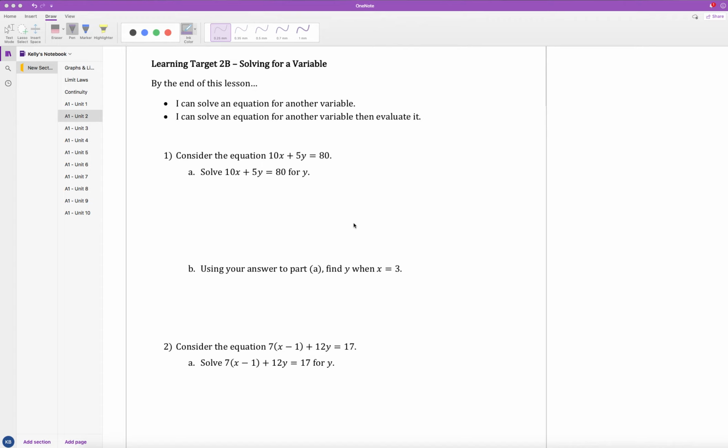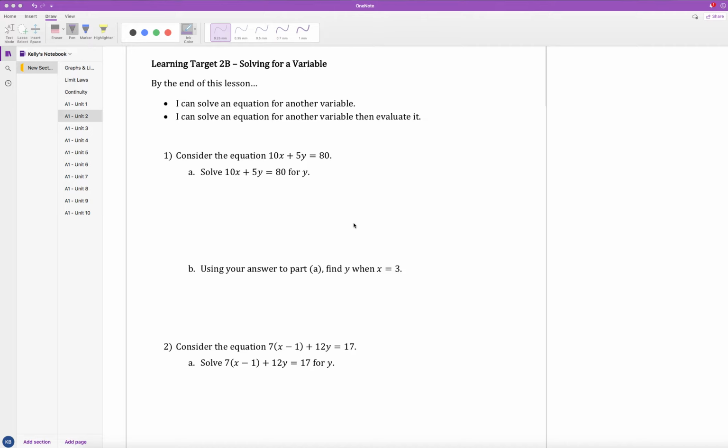Continuing on with Unit 2, which is all about equations. This video will be about learning target 2B, solving for a variable. By the end of this video, you will be able to solve for another variable in an equation and then evaluate it as well. Let's consider our first example.